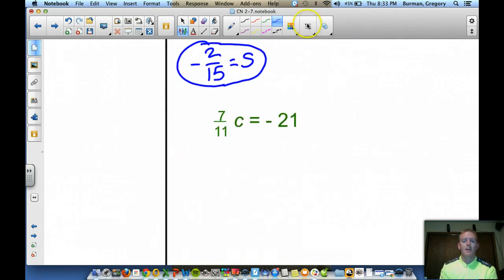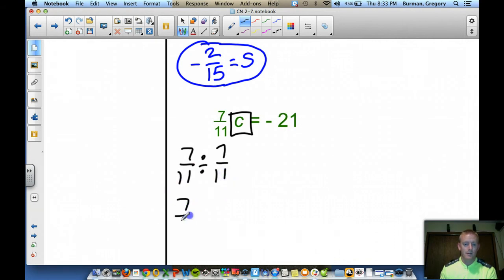Another example, to our variable C, it is being multiplied by 7/11. So to undo the multiplication of 7/11, we will have to divide by 7/11. Now, as we learned a couple days ago, when you divide by a fraction, that's our keep, change, flip. So we have 7/11 that's going to be divided by a 7/11. Keep, change, flip makes me be able to diagonally reduce, so I am left with just a c on this side.